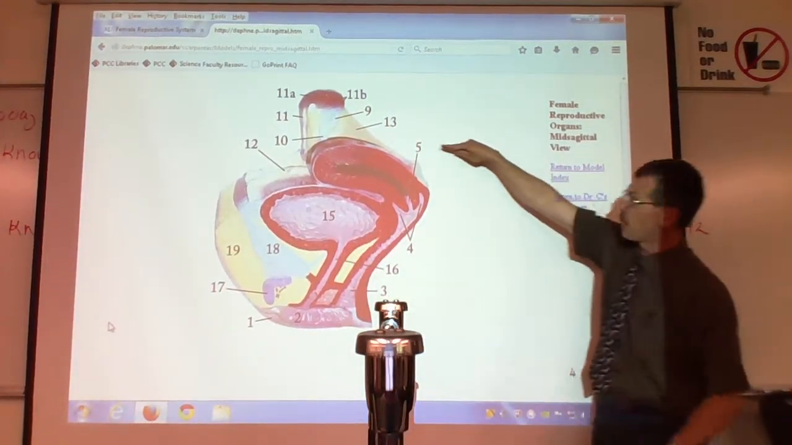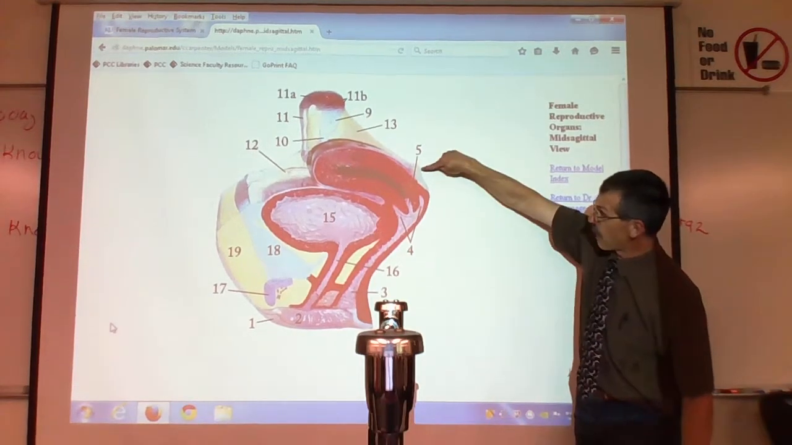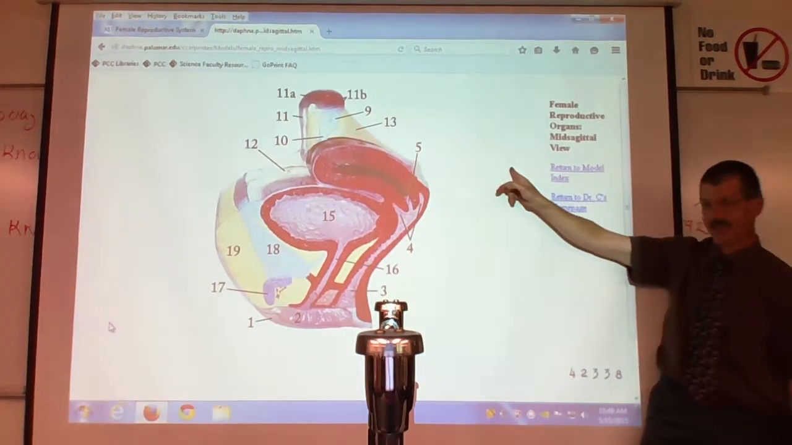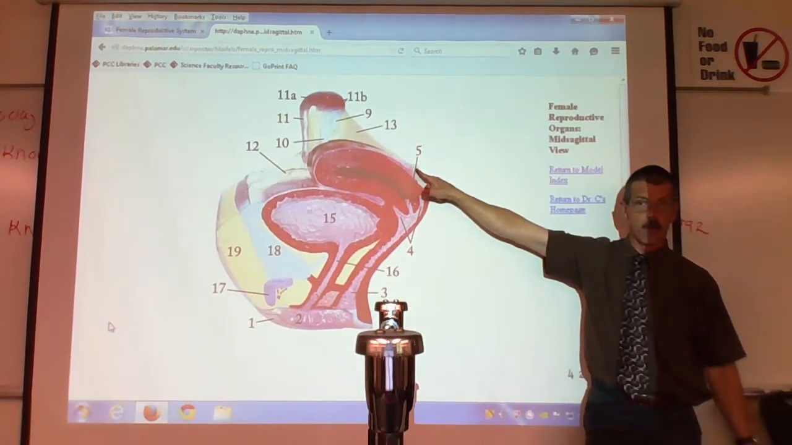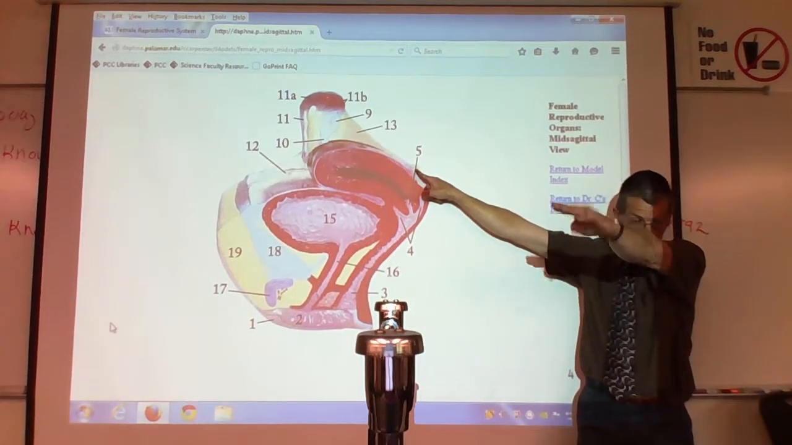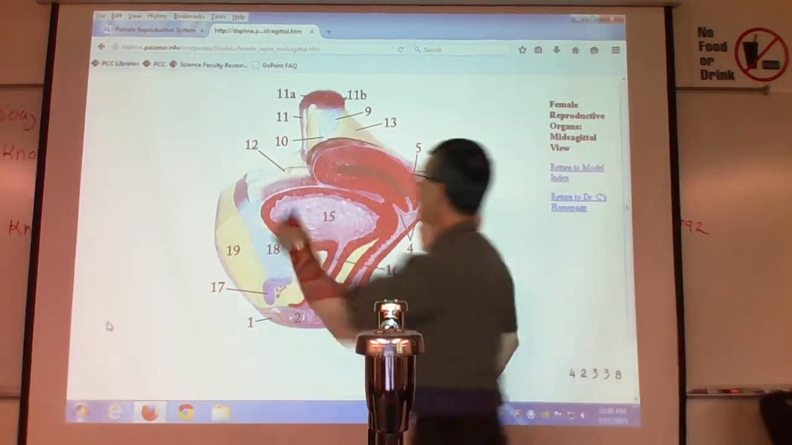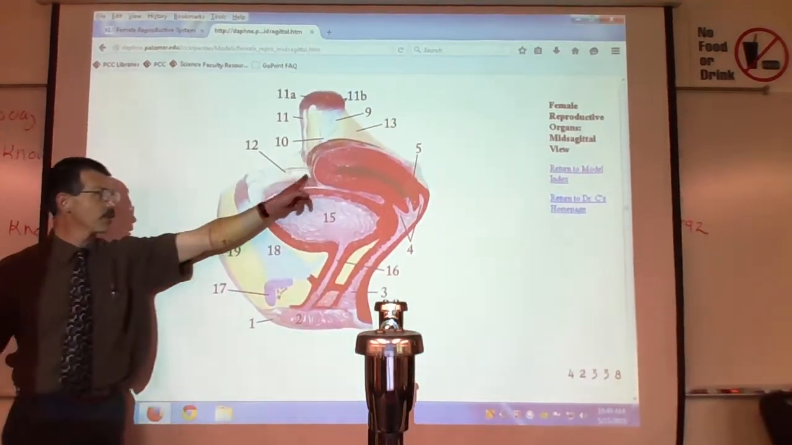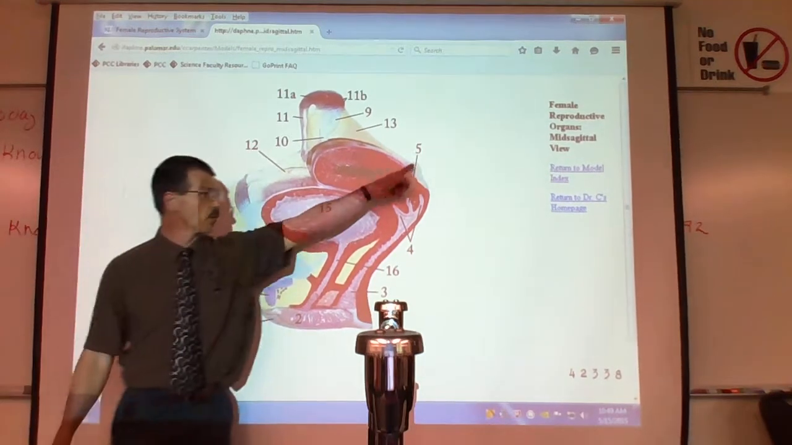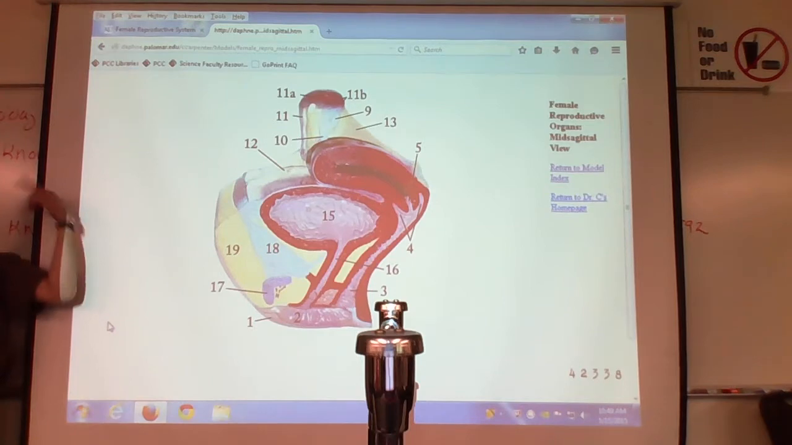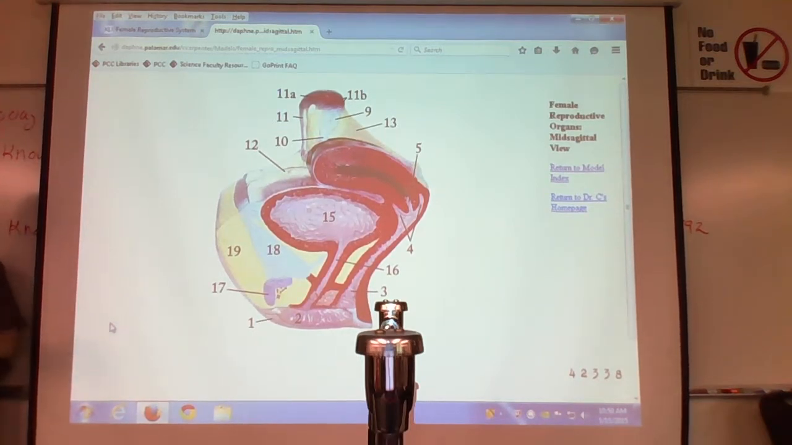If you look behind number 5, not where it's pointing, but right here, there's a ligament going from my uterus back to my tailbone. Uterosacral, from uterus to sacrum. That's going backwards. So ovarian goes to the side, round goes to the front, uterosacral goes to the back. So you've got 2, 2, and 2.